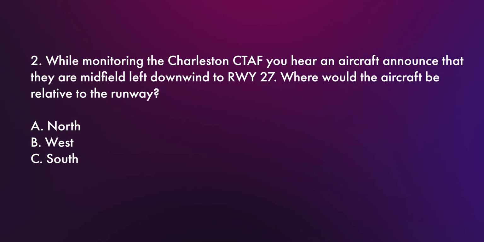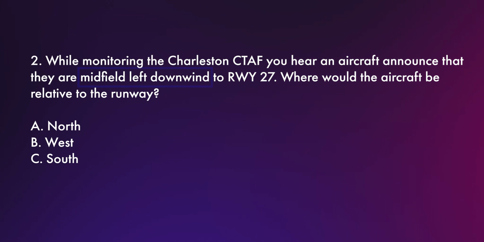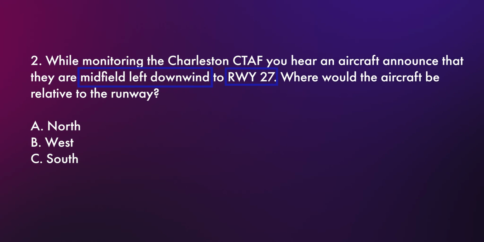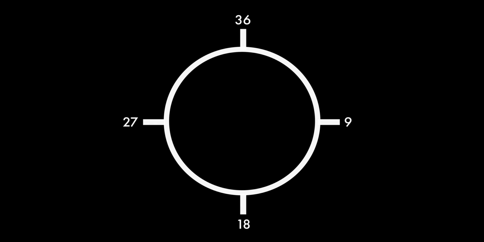Okay, so here are a few more sample questions, and by all means feel free to pause the video if you'd like to figure them out on your own. While monitoring the Charleston CTAF, you hear an aircraft announce that they are midfield left, downwind to runway 27. Where would the aircraft be relative to the runway? North, west, or south? So we'll answer this question the same way, by first drawing our aviation compass, followed by our runway.